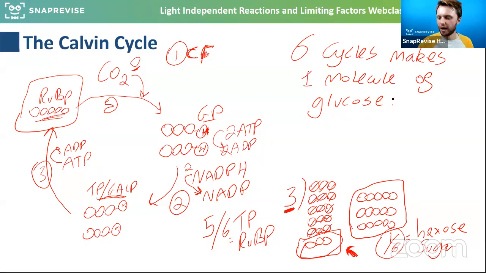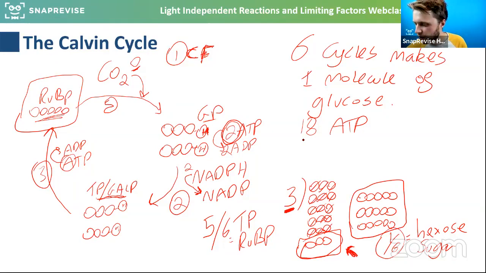In terms of the amount of ATP that I need, each cycle has 2 ATPs here and 1 ATP here. So there's 3 ATPs per cycle. So 3 times 6 is 18. So that uses 18 molecules of ATP. In terms of NADPHs, you just have 2 of them. So that means 2 times 6 equals 12. Do a little S at the end.